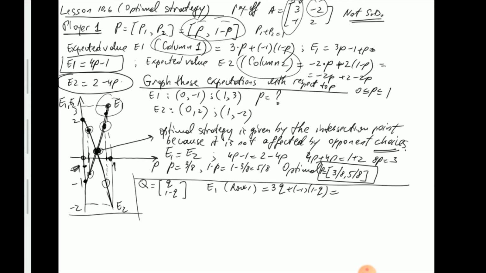If row 1, the entries are 3 minus 2, right? Because player 2 will choose either column 1 or column 2 with probabilities q and 1 minus q. And of course, if the opponent chooses row 1, then the entries are 3 and minus 2. So that gives you 5q minus 2. Furthermore, if player 1 chooses row 2, then the possible payoffs are minus 1 and 2. So minus 1 with probability q, $2 with probability 1 minus q. This is going to be 2 minus 3q.